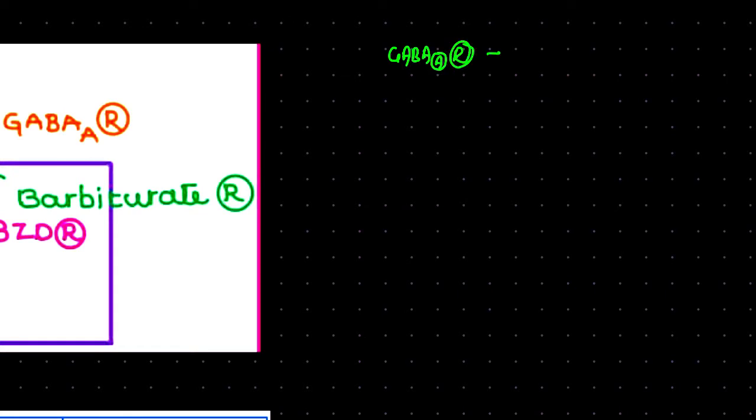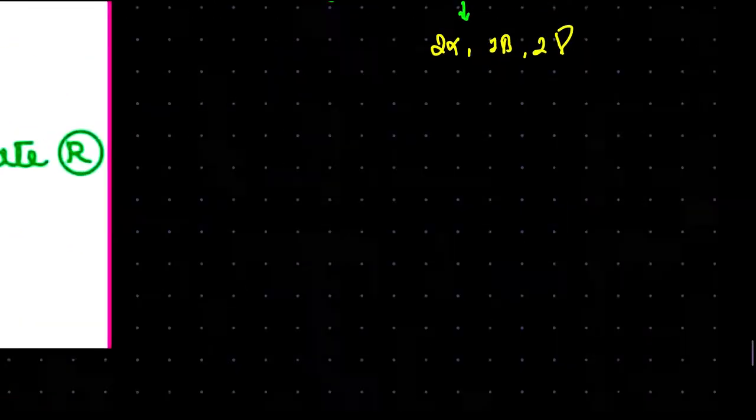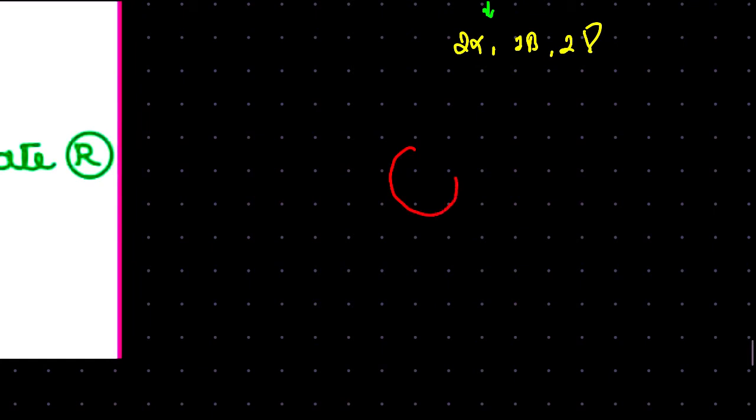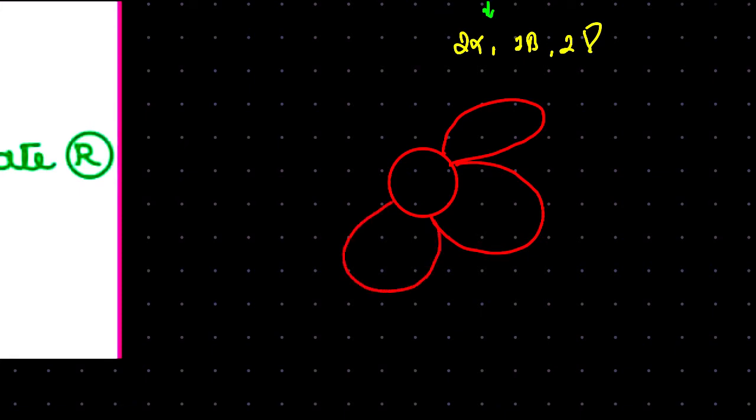This GABA A receptor is pentameric in form. Why is it pentameric? Because it is made by 2 alpha, 1 beta and 2 gamma units. Let me draw it here for you. This is our lumen. It is formed by 5 subunits: this is 1, this is 2, this is 3, this is 4, and this one is our 5.